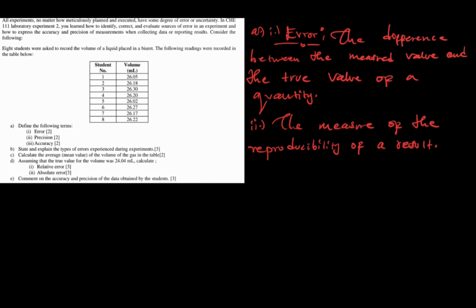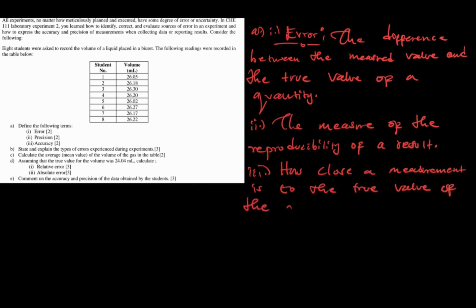And then we have the third one, which is accuracy. Accuracy is how close the measurement is to the true value of the quantity being measured. So we're talking about something being close, isn't it? How close a measurement is to the true value of that particular quantity that you're measuring, to be precise.